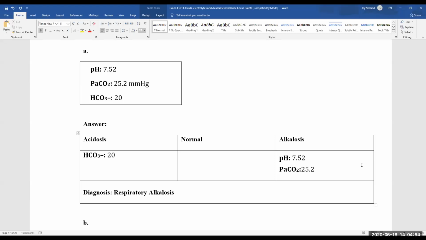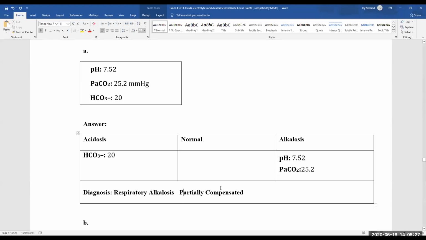Now, is it compensated or not? Partially. Why is it partial? It is compensated because this guy moved down. When this moved down, that means it's compensated. Now, is it complete, fully, or partially? Partially. Why is it partially? Because the pH is not normal. Correct. So that's your answer. Easy enough?